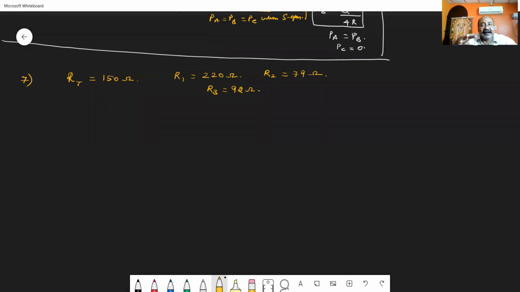Then how can I connect them in order to get 150 ohms? In order to get 150 ohms, I have to use both.